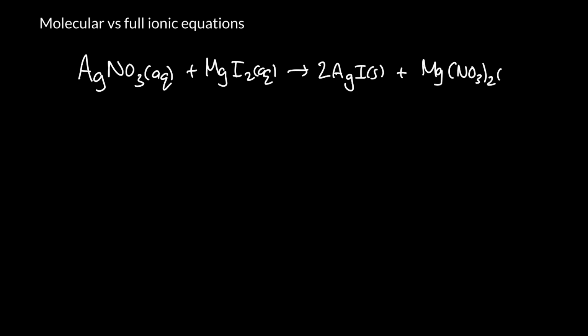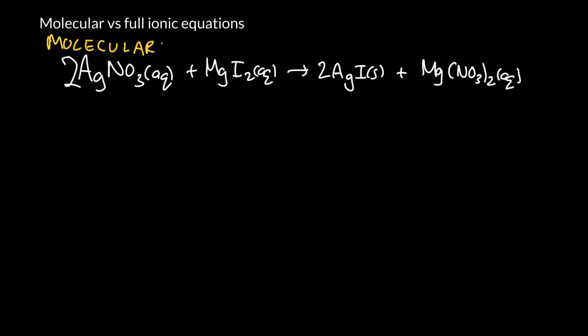And we applied the solubility rules, and we saw that the magnesium nitrate was soluble, but the silver iodide was insoluble. Hence we wrote an S down there. And I don't think that's balanced, is it? So I think we need to put a 2 in front of the AgNO3 to balance it off. Okay, this is technically called the molecular equation.